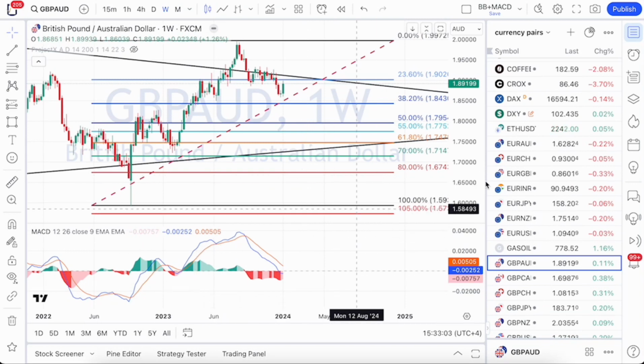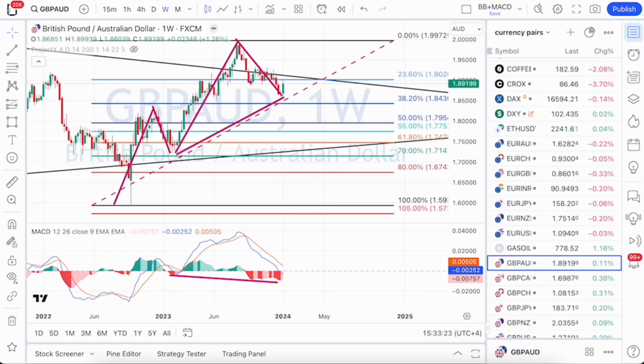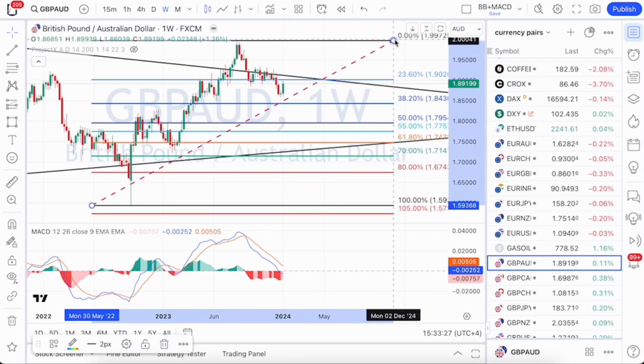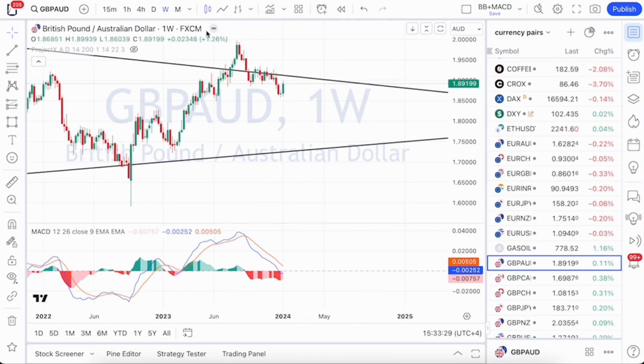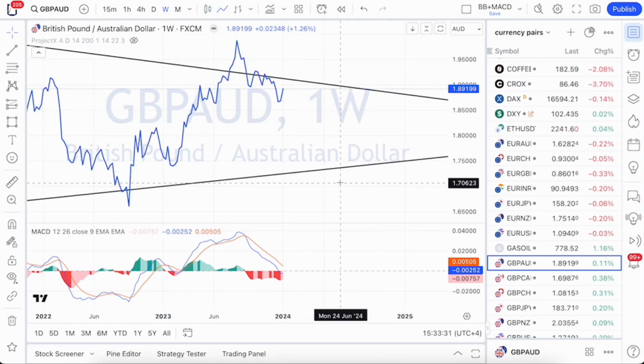Now based on weekly, if I go with my wave count, this is the first wave up, corrective wave down, then your third wave, impulsive wave, and this is your fourth wave, and the fourth wave is making hidden bullish divergence, which means continuation to the upside.